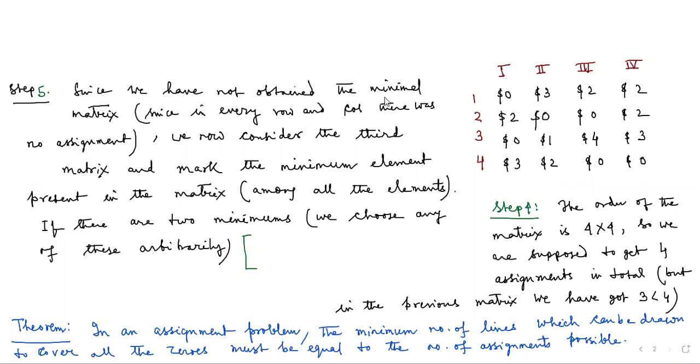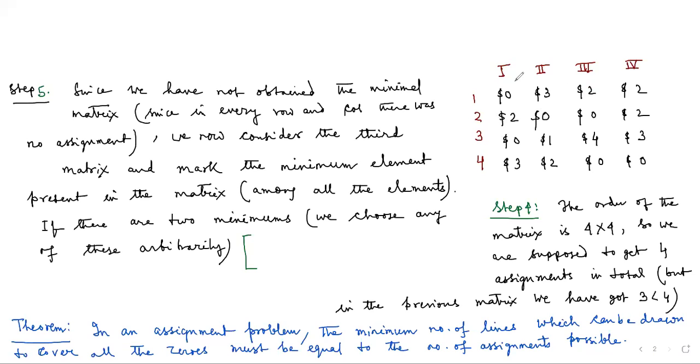So if I ask you to cover all the zeros, what will you do? You can cover it by drawing horizontal lines like this. You can draw a second horizontal line, a third horizontal line and a fourth horizontal line, but this will not work out, because in that case the number of horizontal lines will be 4, but it has to be 3. So you have to look for 3 lines which should be drawn to cover all the zeros.